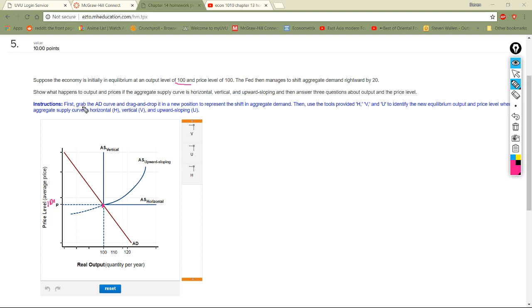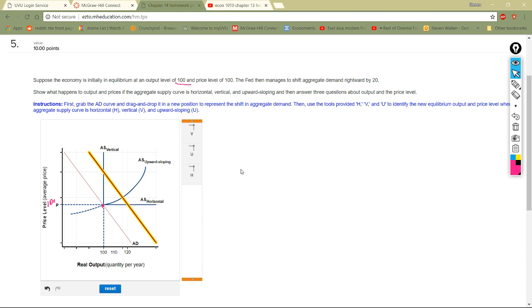So it says right here, first grab the AD curve and drag and drop in a new position to represent the shift in aggregate demand. So we're going to come over here, saying it's going out by 20. It doesn't want to do that. So remember, whenever you pull it, you've got to pull it more directly to the right. It doesn't want to take it. Okay, so this should be right. We pulled it 20, which means if we're sticking on this same one here, we should be at 20 there.